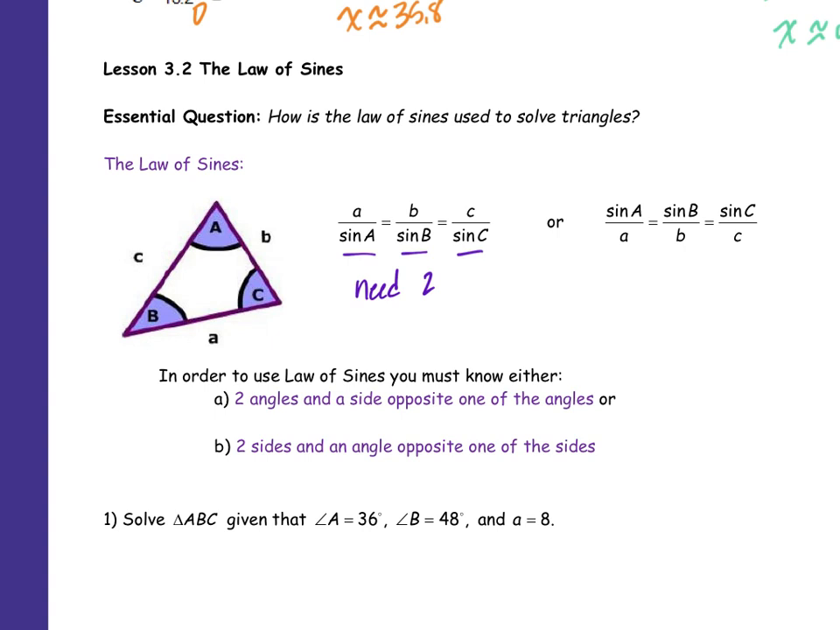I need to know two angles and the side opposite one of those angles, or two sides and an angle opposite one of the sides, okay? So I need to know one set. I need to know either both A's or both B's or both C's. I have to know one complete set in order to use law of sine. Okay, I have to know A's, B's, or C's, one complete set. And then I'm just going to set up proportions, cross multiply, and divide, and that's it. Okay?